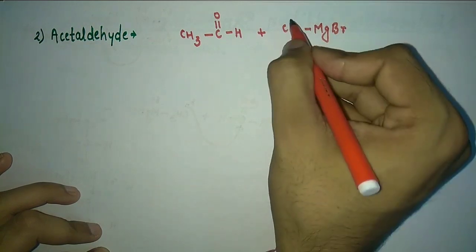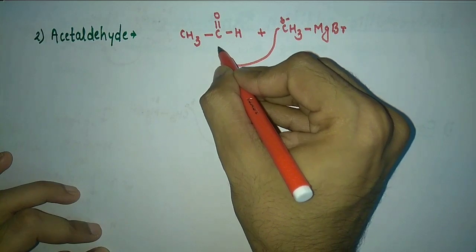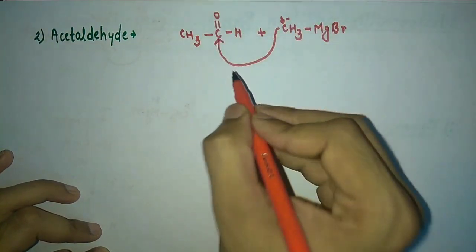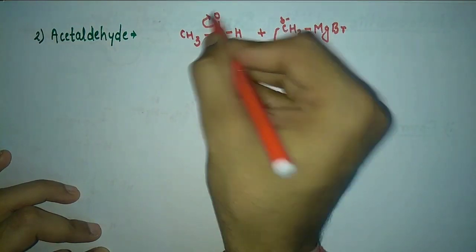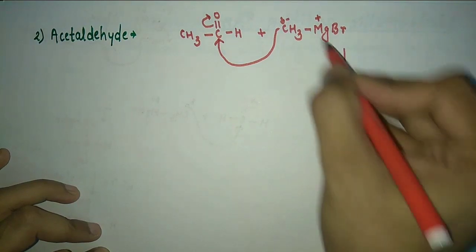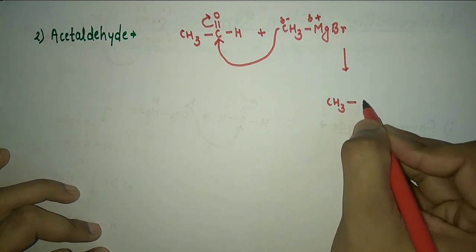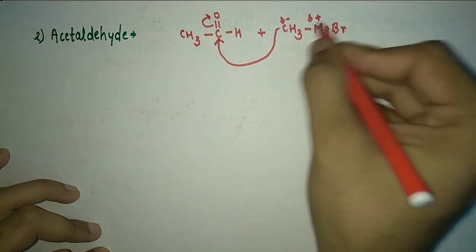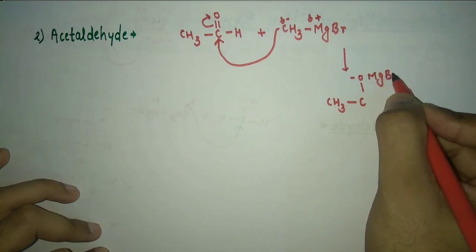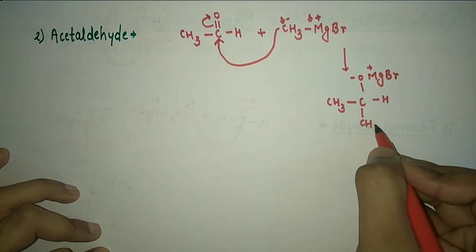MgBr? So this is partially negative and it behaves as a nucleophile and it attacks on the positively charged carbon atom of this carbonyl group and this bond shifts to the oxygen atom. So what happens next? This is CH3, this is O minus, and here comes the MgBr positive. This is H, and here comes the CH3.